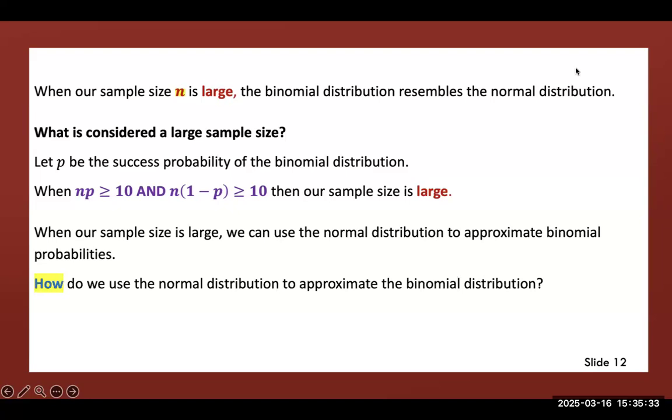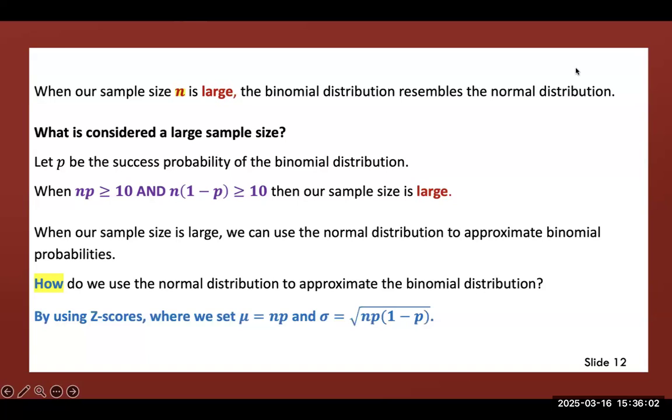How do we use the normal distribution to approximate the binomial distribution? Well, remember, there are two things we need for a normal distribution. We need a mean and we need a standard deviation. So we need some formulas involving the mean and standard deviation. If I want to say binomial is equal to normal, I need to figure out a formula for the mean and the standard deviation, and also z-scores.